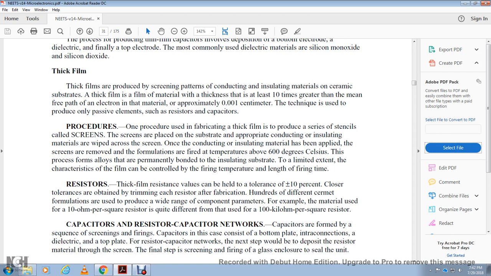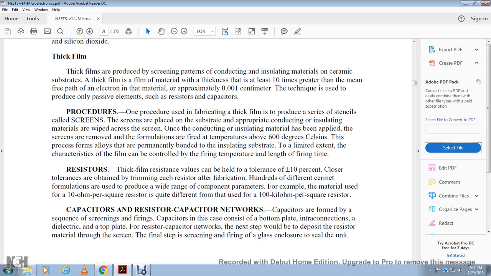Thick film resistors can be held to a tolerance of plus or minus 10%. A closer tolerance is obtained by trimming each resistor after fabrication. However, different cermet formulations are used to produce a wide range of component parameters. For example, the material used for a 10 ohm per square resistor is quite different from that used for a 100 kilohm per square resistor.